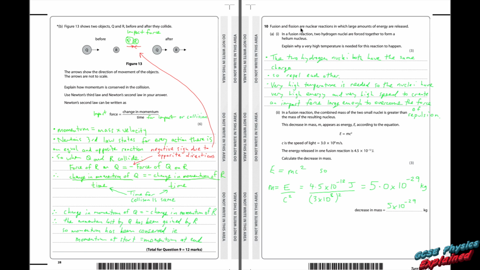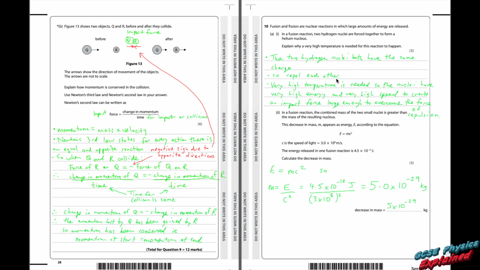Part 10. Fusion and fission are nuclear reactions in which large amounts of energy is released. In a fusion reaction, two hydrogen nuclei are forced together to form a helium nucleus. Explain why a very high temperature is needed for this reaction to happen. Right, the two hydrogen nuclei will both have the same charge, so they'll repel each other. Now, a very high temperature is needed, so the nuclei have very high energy and a very high speed to create an impact force that'll be large enough to overcome the force of repulsion.